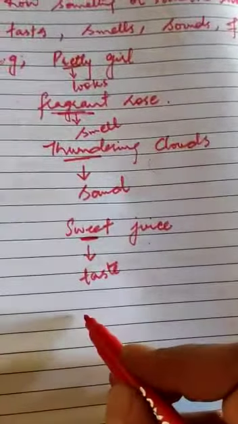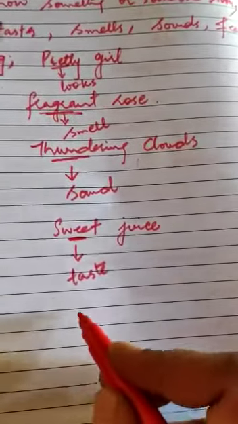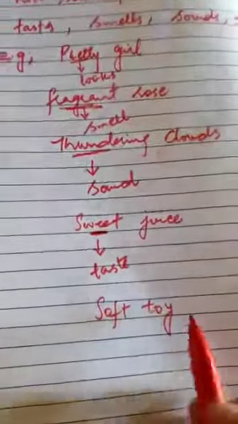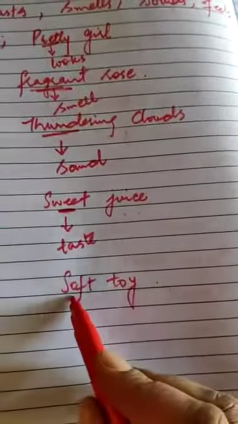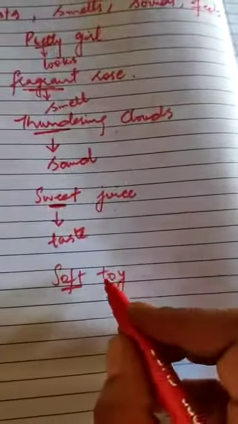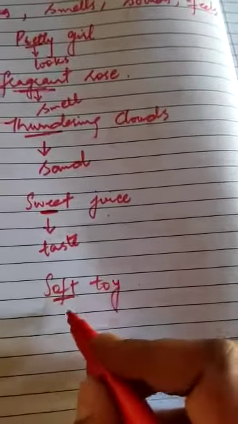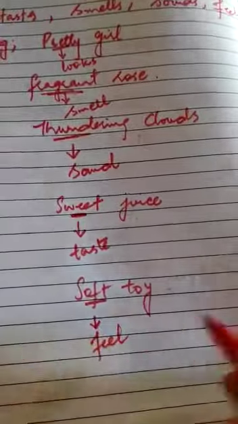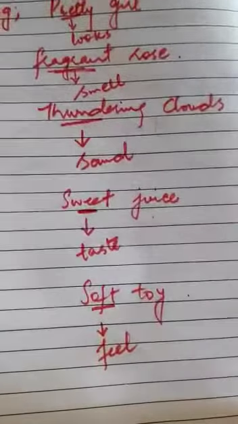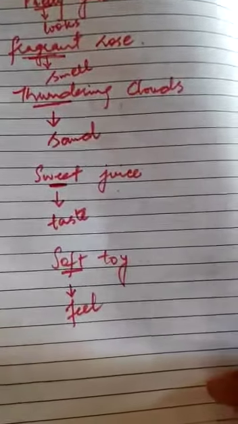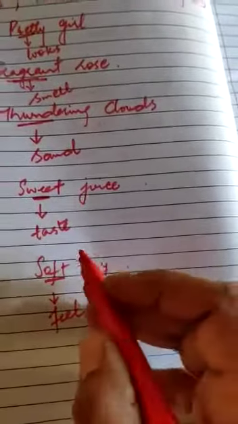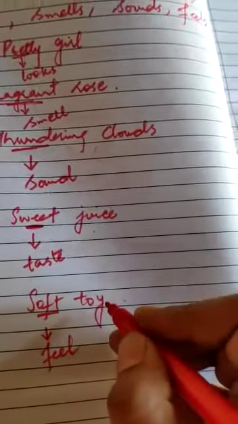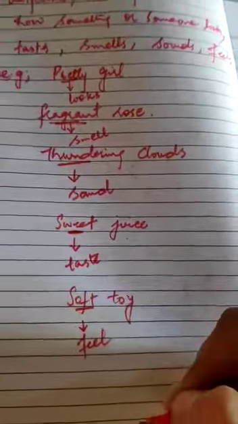We can take more examples. Soft toy. Toy is soft. So soft describes the noun toy. So soft tells us about feel, that it's feeling very soft. It's not hard. It's a very soft toy. Feeling soft. So soft describes the feel of the toy, that it feels so soft.